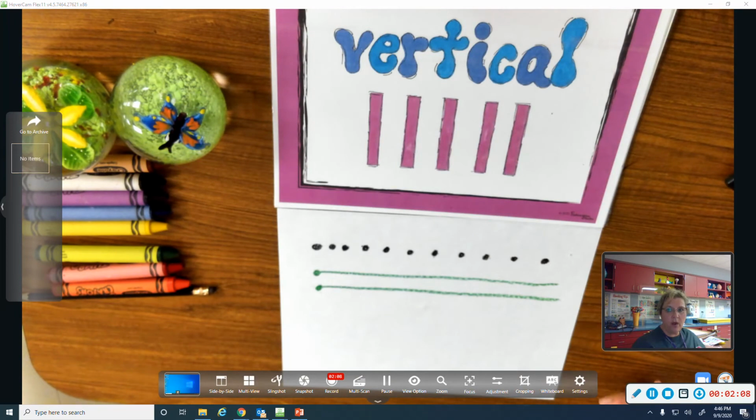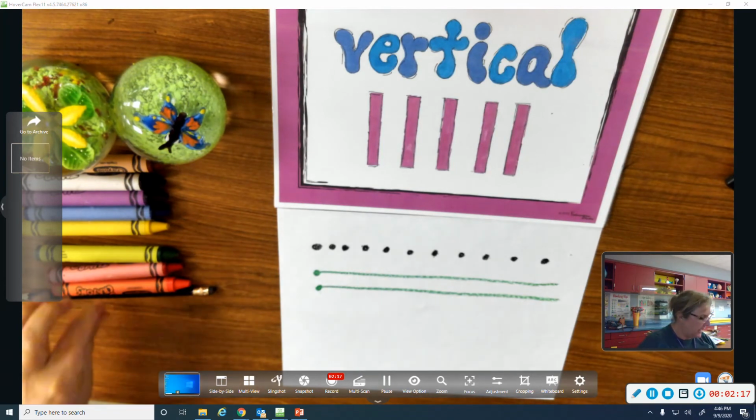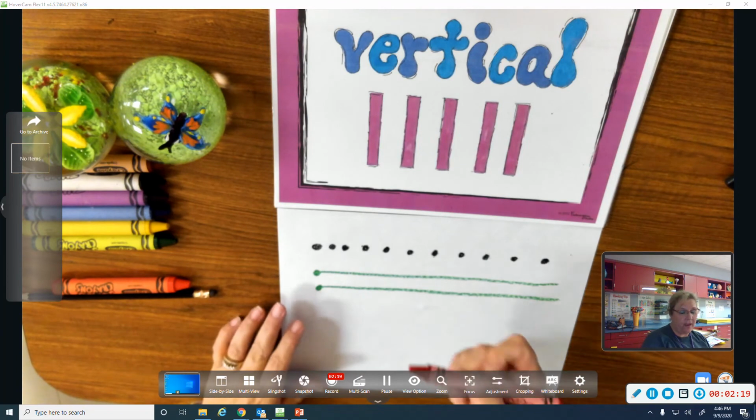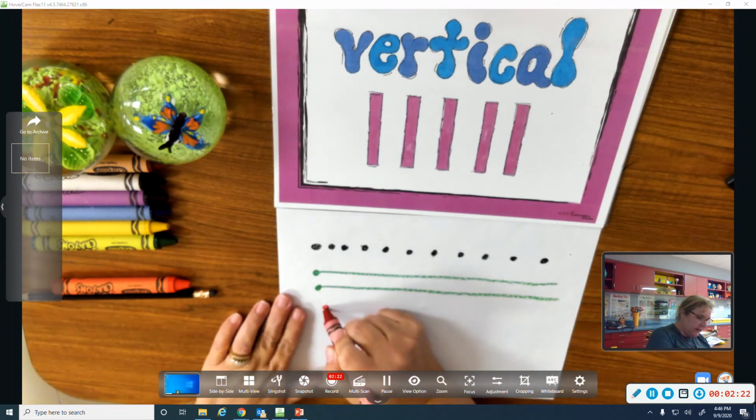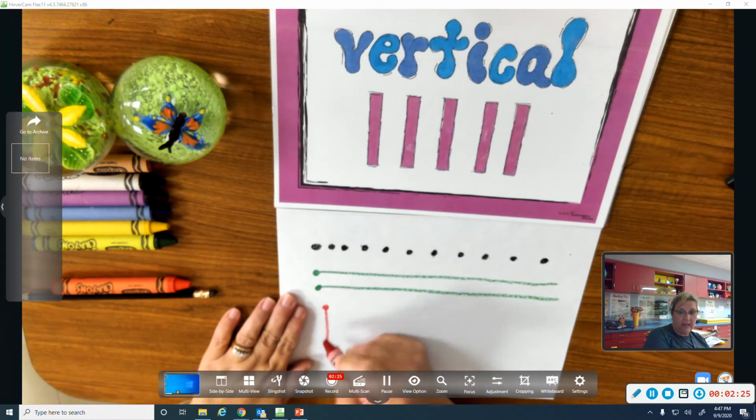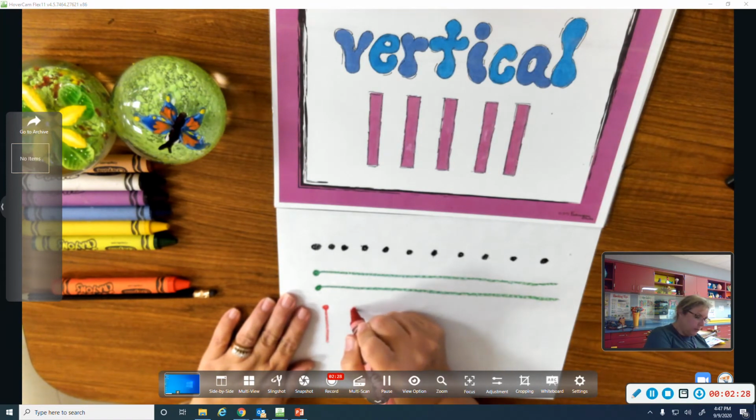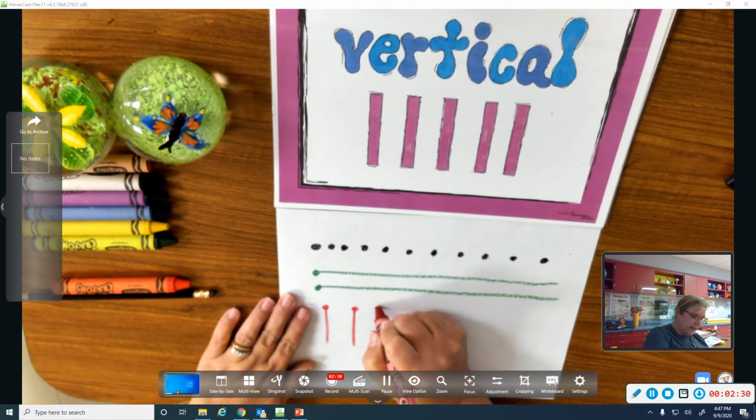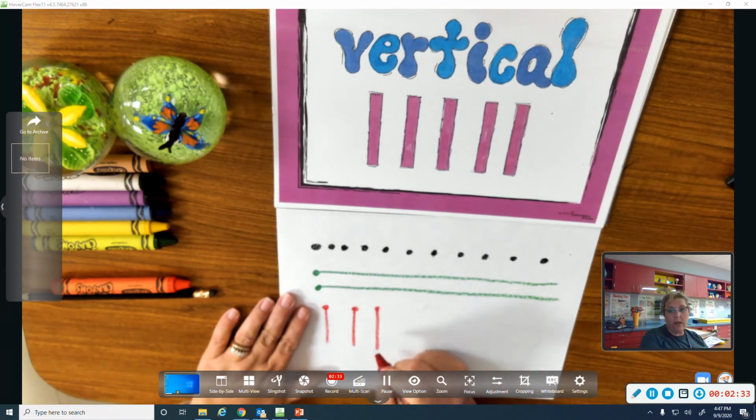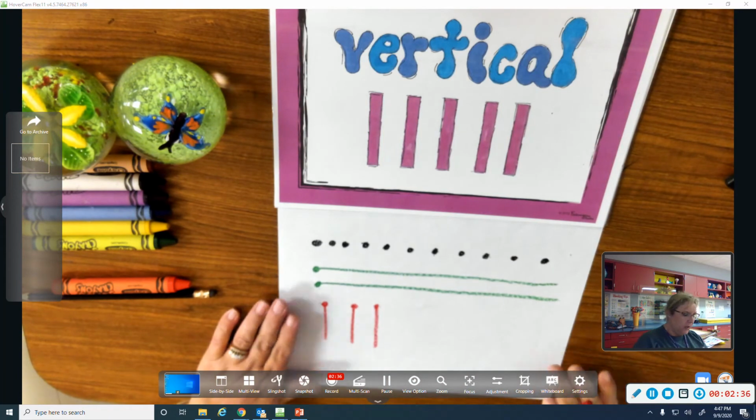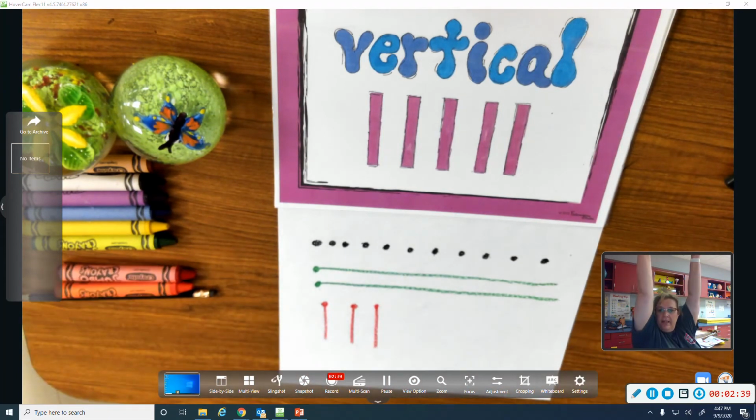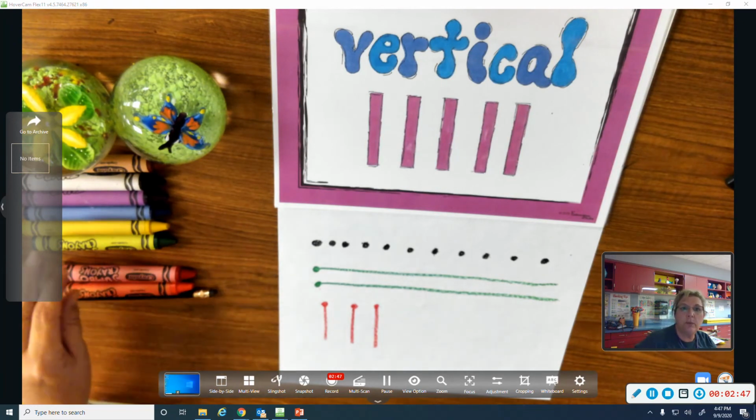Then we move on to the vertical line. And the vertical line goes up and down and up and down. I'm going to choose red for that one. I'm going to make my dot and pull down. And I'm going to make my dot and pull down. And I'm going to take my dot and pull down one more time. So it is a line to go up and down, and horizontal is side to side. I'm going to teach you a little song in a minute to help you remember that.